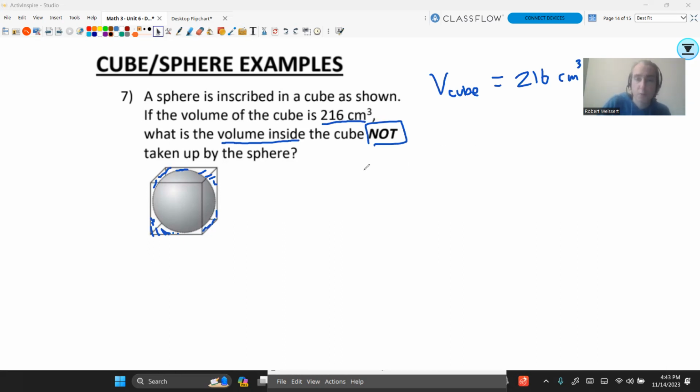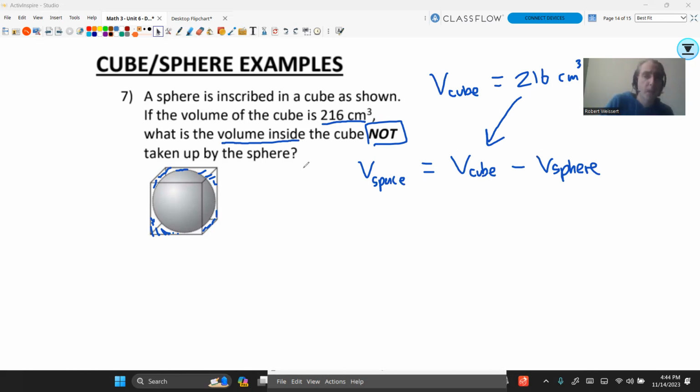So the question we're trying to figure out is the volume of the empty space is going to be the volume of the cube minus the volume of the sphere. We're given the volume of the cube, so we really just need to get the volume of the sphere and take that away from the cube to figure out the answer to our question.